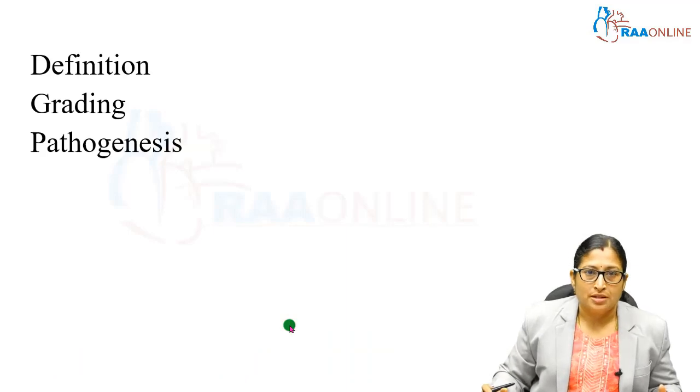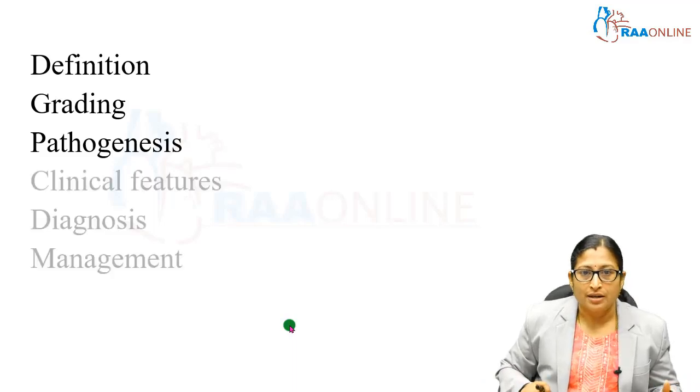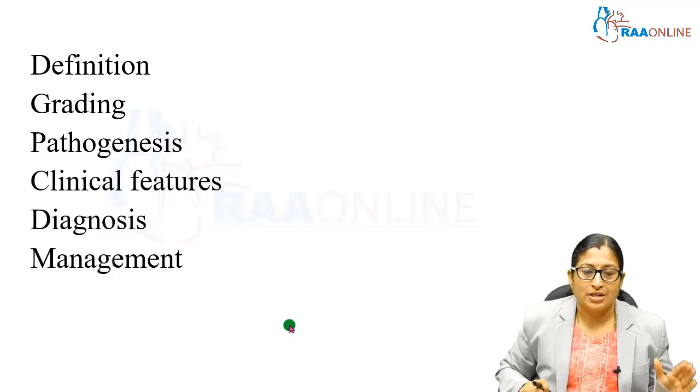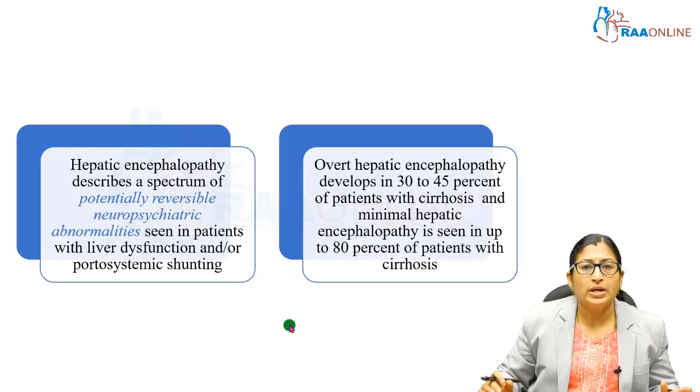Now we are going to discuss hepatic encephalopathy. The flow of presentation is: we are going to discuss the definition, the grading, and pathogenesis in this part, and we'll discuss clinical features, diagnosis and management in the second presentation. What do you understand by hepatic encephalopathy?